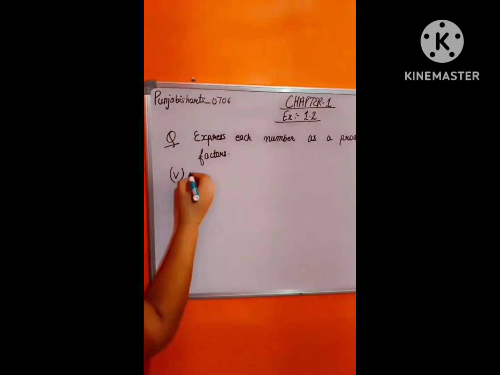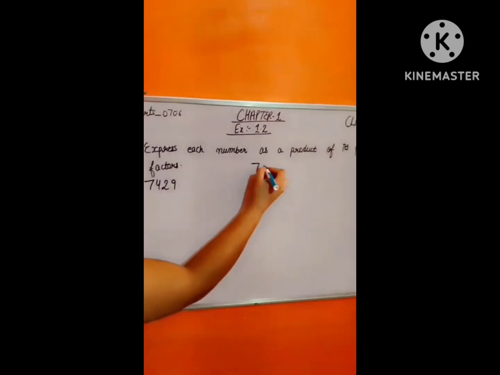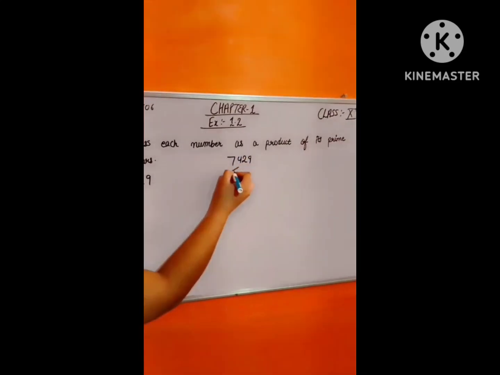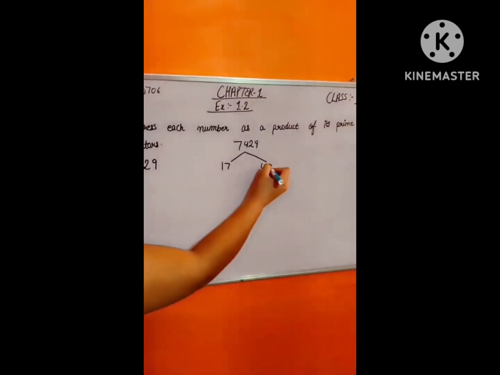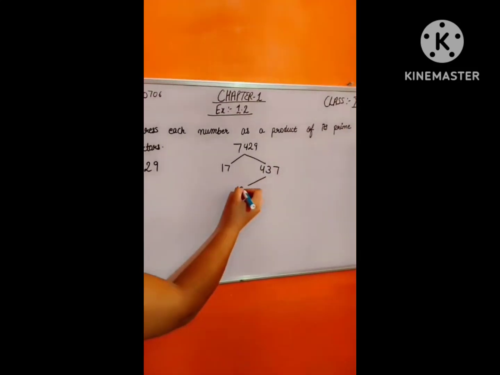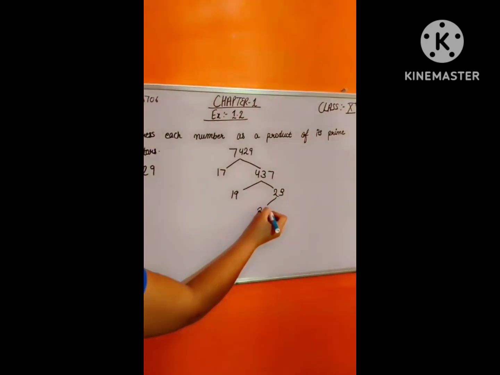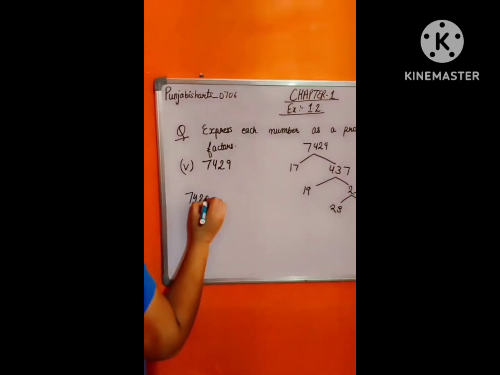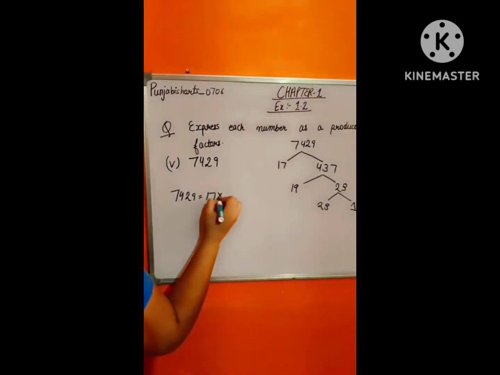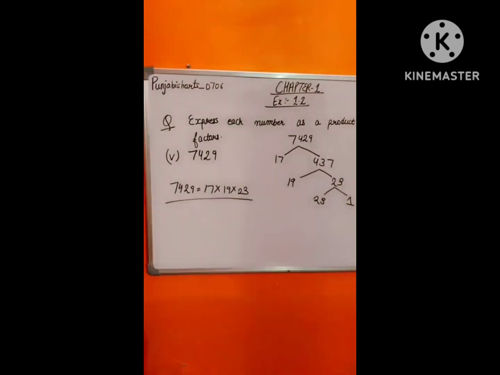Now fifth part, 7429. So 7429 can be written as divided by 17, 437. Now by 19, 23. Now 23. So 7429 can be written as 17 into 19 into 23. That's all for question number 1.